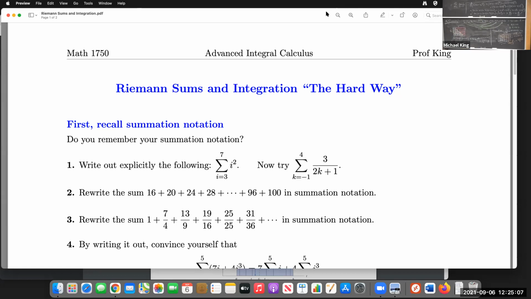Oh, I actually did pause the share. I was worried I was sharing that screen the whole time, and on the Zoom, nobody was seeing the blackboard.